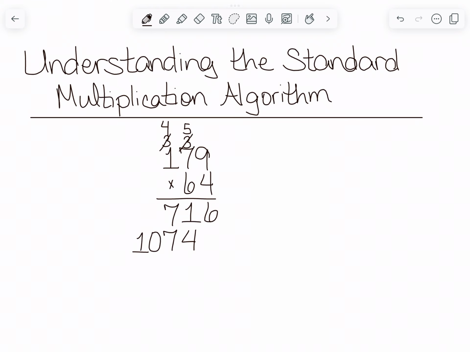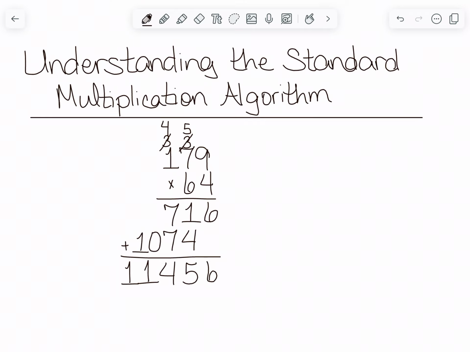And then we need to add. When we do, we get 11,456. At every step of this process, remind yourself, this algorithm is a compressed version of partial products, which itself comes directly from arrays and area models.